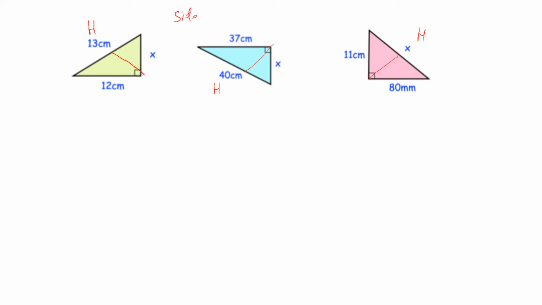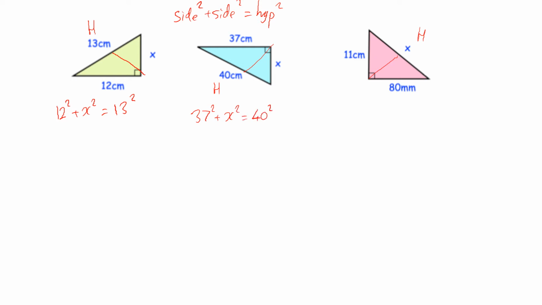Now if we remember our formula, which is that the side squared plus the side squared is equal to the hypotenuse squared, we can then set some stuff out that's going to look a little bit different to what we had on the previous page. Here we're going to have 12 squared plus x squared equals 13 squared, side squared, and hypotenuse squared. For this second triangle, we're going to end up with 37 squared plus x squared equals 40 squared.